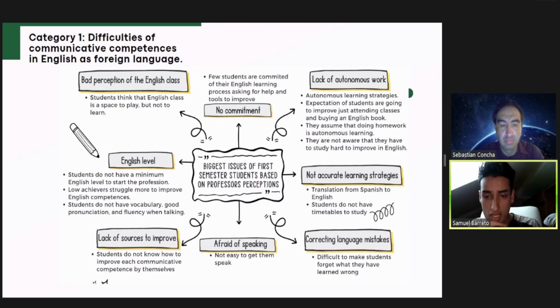Here, based on professors' perceptions, the students implement translation from Spanish to English, and students also do not have timetables to study. That is the problem. Also, we have correcting language mistakes they have learned previously, which is kind of difficult for them.